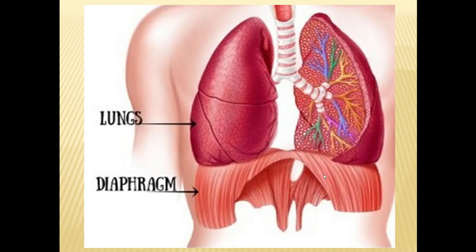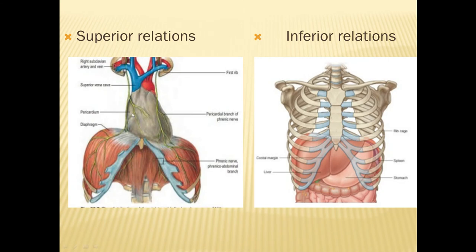So you can see over here, superiorly is the pleura. These are the lungs, here is the diaphragm, superiorly is the pleura, and the heart, that is the pericardium, and inferiorly is the liver, fundus of stomach, and we cannot see over here the spleen, the kidneys and suprarenal glands, which are also the inferior relations of the diaphragm.